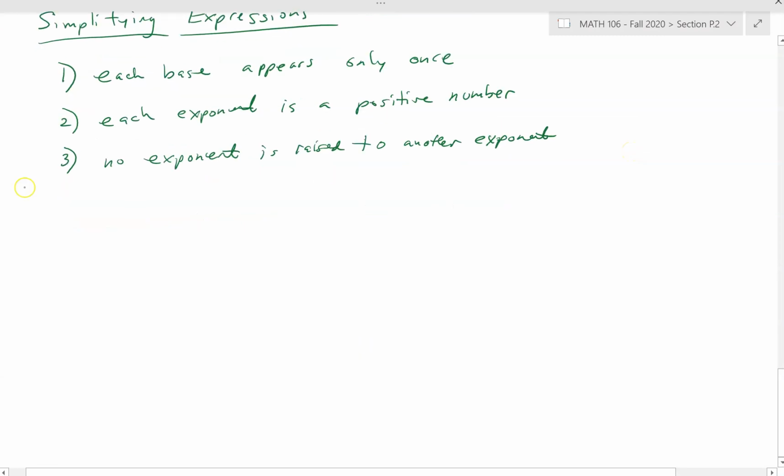Okay, so let's try some examples here. This will kind of also wrap up all the things we've just done. All right, so here's some examples. Let's multiply two expressions.